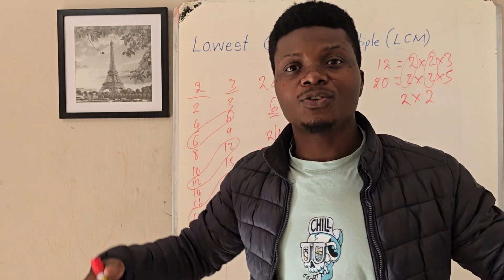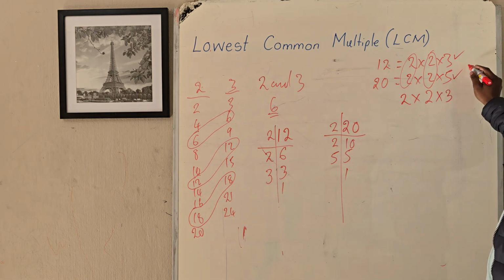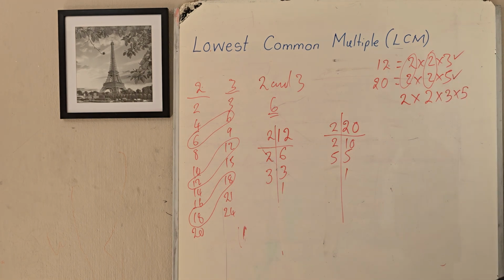And what is left out, we take it. 3 is left out. Put it there. 5 is left out. Put it right there. So now you times them.